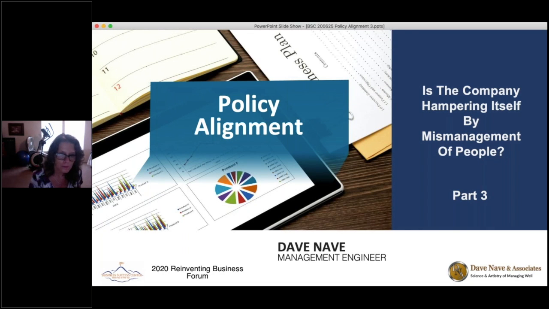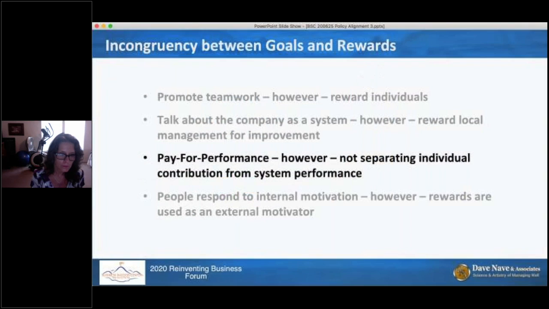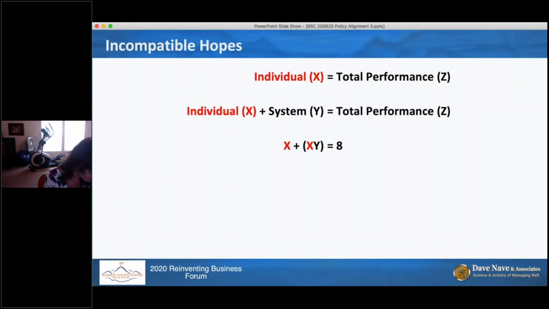Part 3 of policy alignment. And we're going to talk briefly now about pay for performance and how you cannot separate the individual contribution from the system performance. Just a couple of slides. This is a very quick overview. Most people, managers and leaders, try to use the top formula. Well, bear with me on the math. There will be another slide that's a little more graphic.